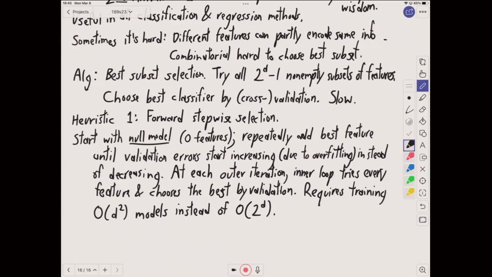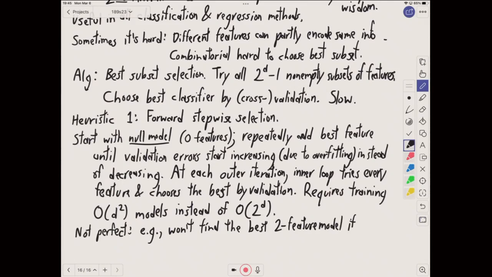Now, I just want to be clear that this model is not perfect. It will not always pick the best features. For example, will it find the best model with 2 features? Well, it is actually possible that neither of those two features in the best two-feature model give you the best one-feature model.